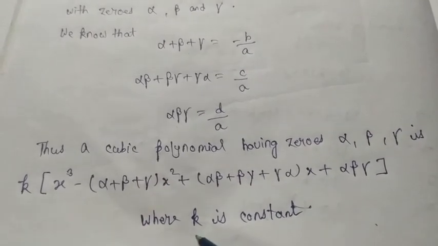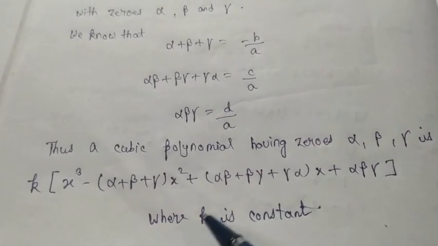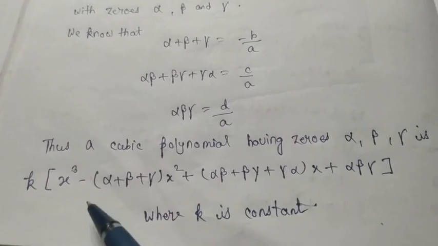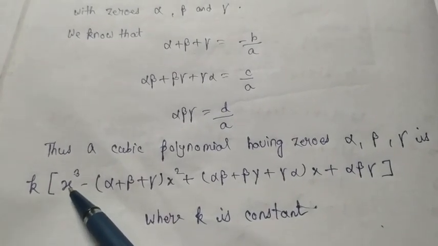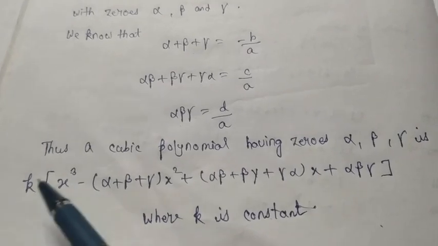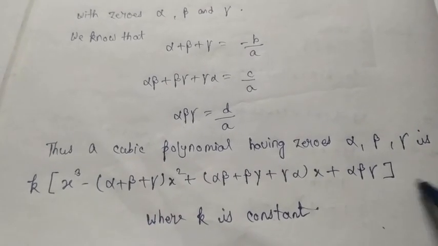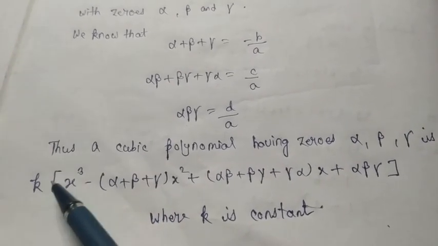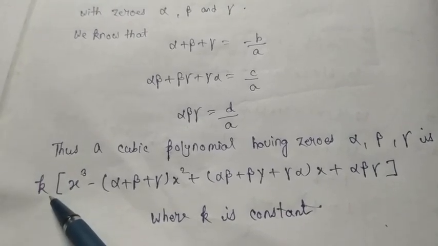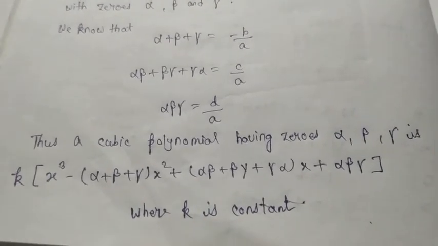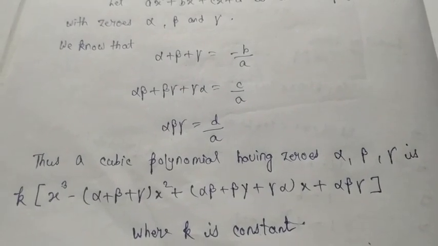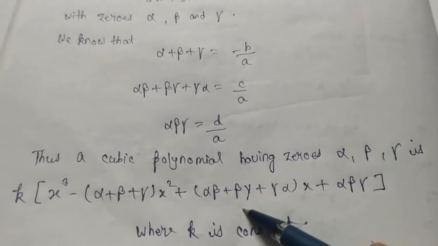Why have I taken k as a constant? Because the coefficient of x cube is not always 1. So in that case we multiply the whole expression with k. And k is just a constant, it can be any number you take. So for constructing a cubic polynomial you have to remember this formula first.